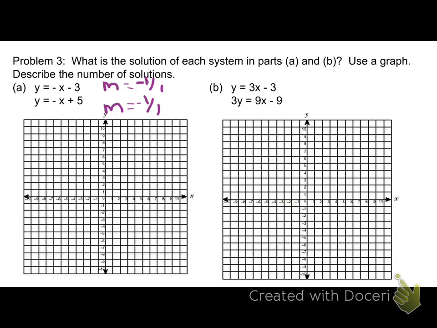Look what we do. What's the b? Negative 3. What's the b? What's the second b, guys? 5. So, are the slopes the same? Yes. Are the intercepts the same? No. This tells me that we have no solution.